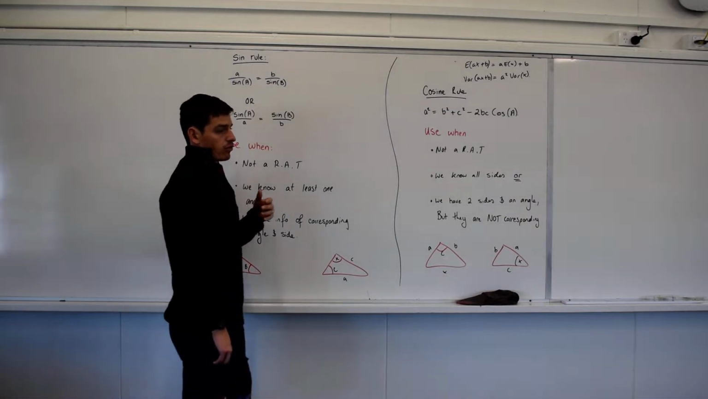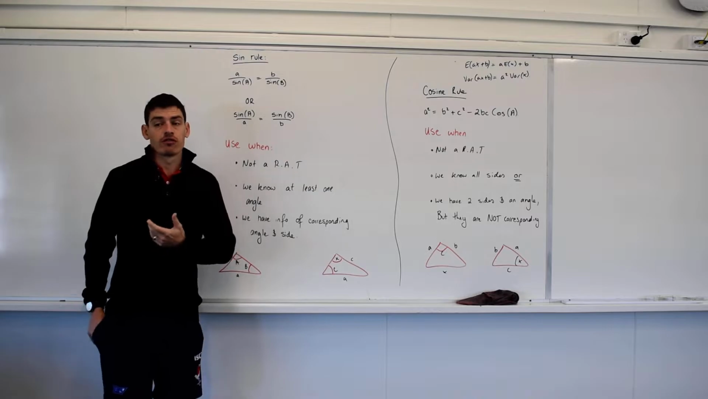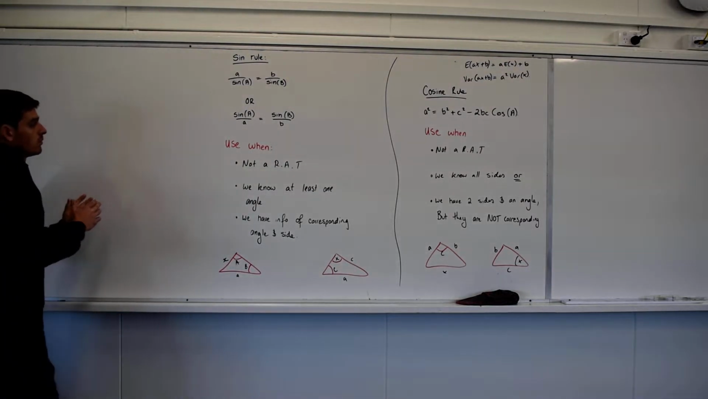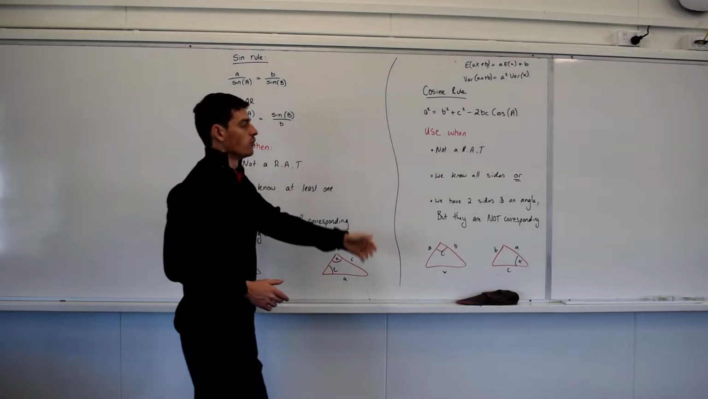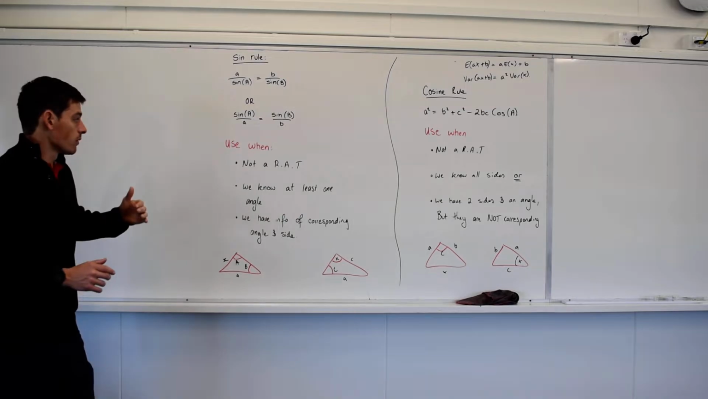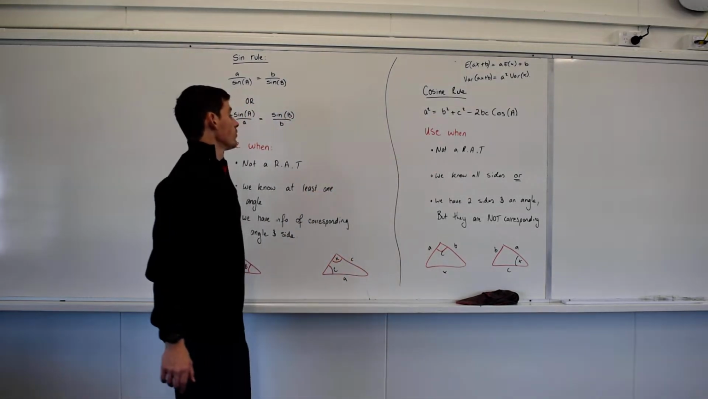If we're dealing with right angle triangles, what can we use? Pythagoras and trig. But if we haven't got a right angle triangle, we can't use those. Most of us are pretty good at recalling the formulas. It's just about knowing when to apply them. So in both situations, we apply them when it's not a right angle triangle.